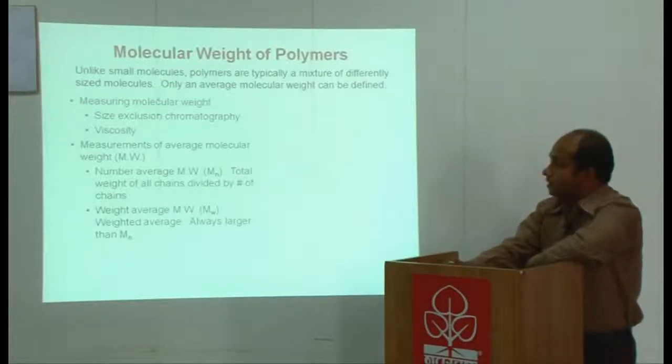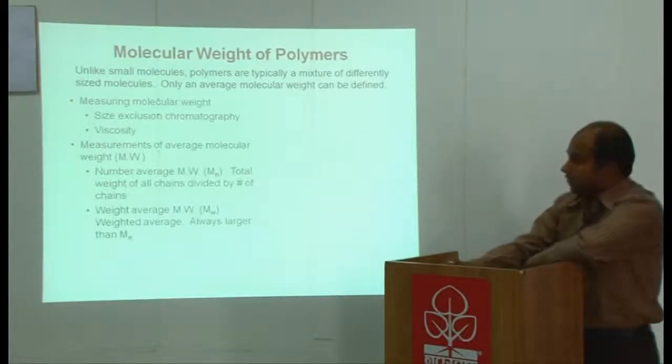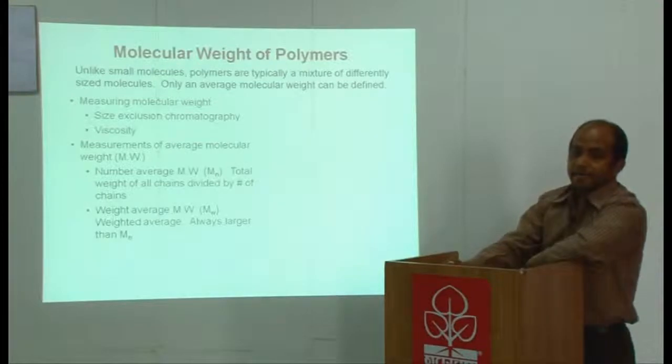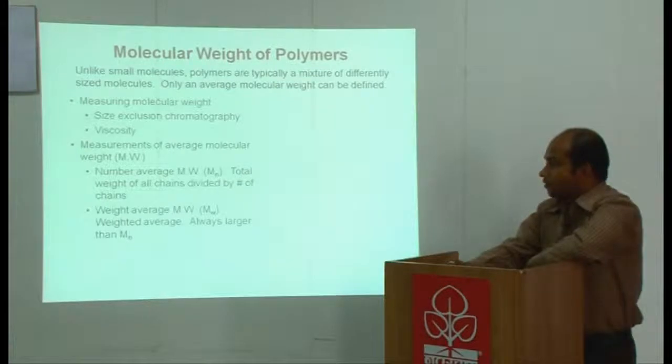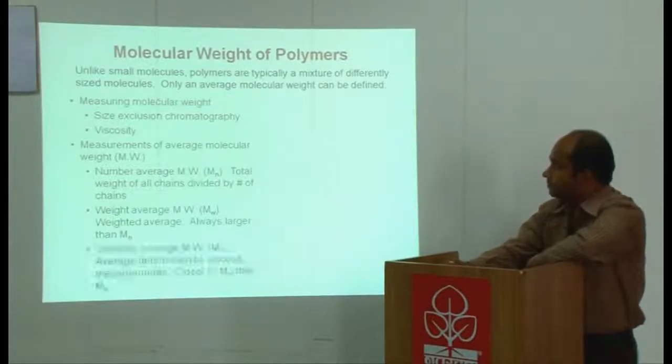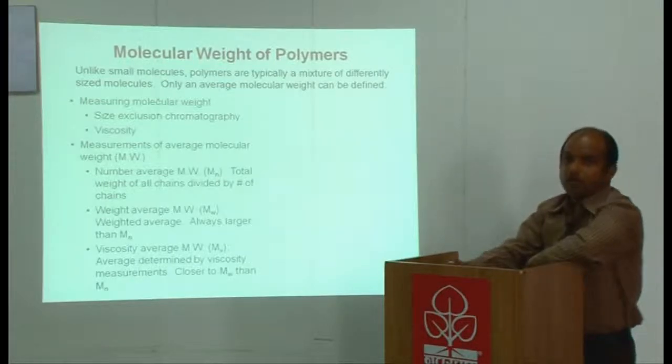Viscosity. So how do you measure the molecular weight, or what are different types of molecular weight? One of the important types is known as the number average molecular weight, abbreviated with the notation Mn, whereas you have a weight average molecular weight of a polymer, or Mw or Mw bar. You can also have a viscosity average molecular weight.